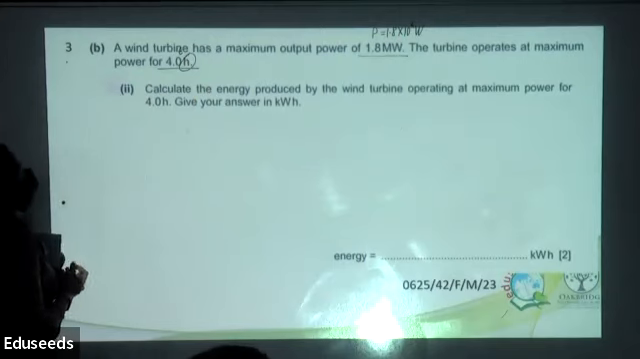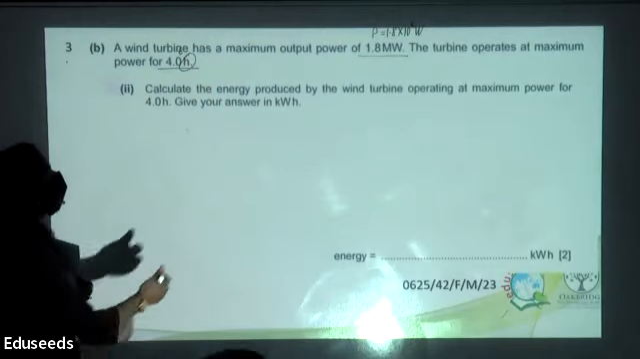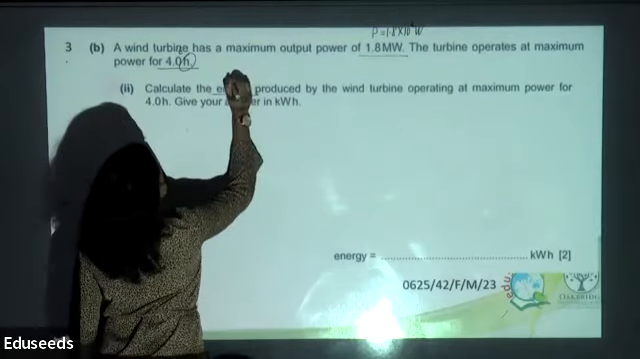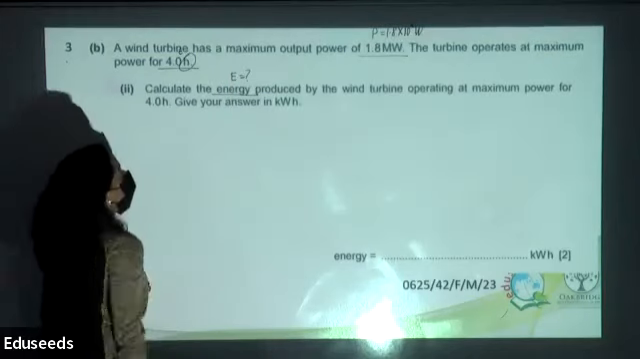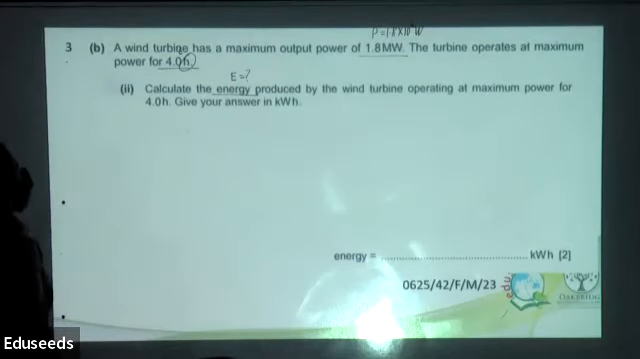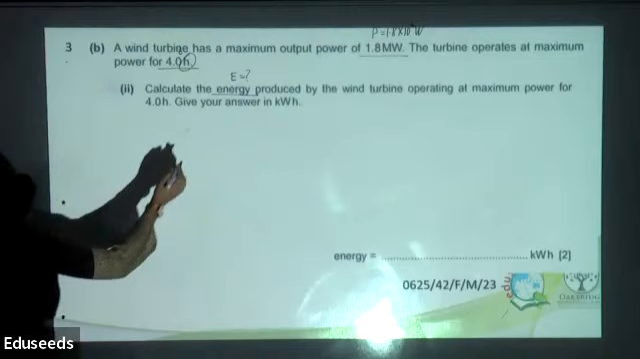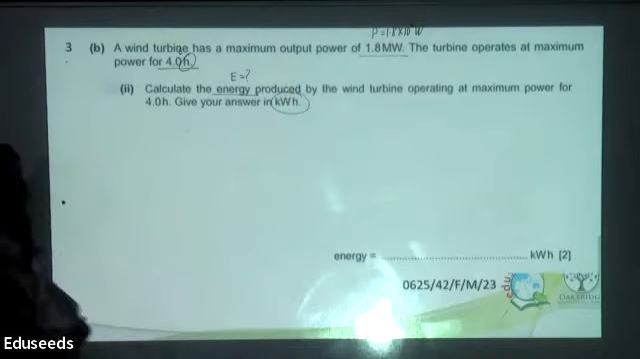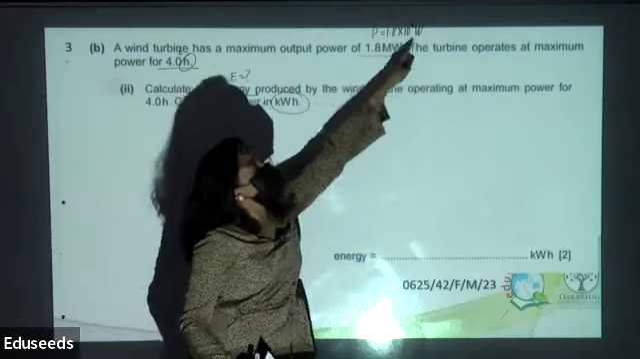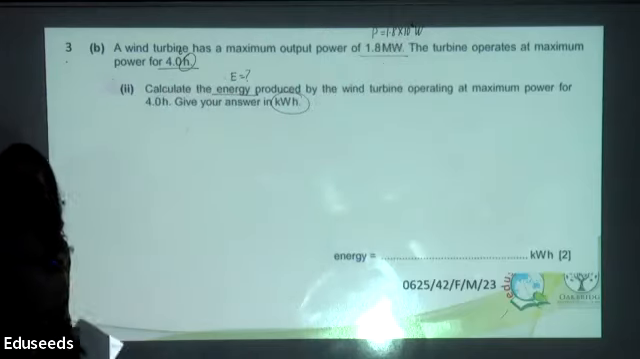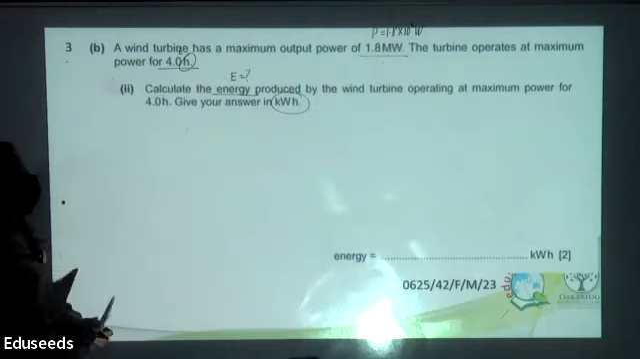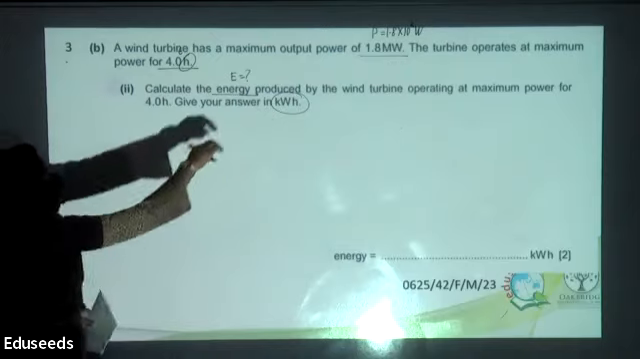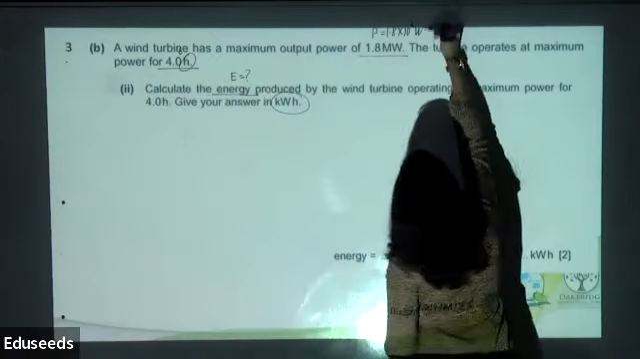Okay. Calculate the energy produced by the wind turbine. So you have to find the energy operating at maximum power for 4 hours. Give your answer in kilowatt hour. Which means you have to make sure your power is in kilowatt. So what is the energy? How to convert it to kilowatt?